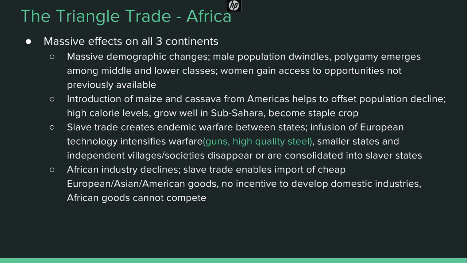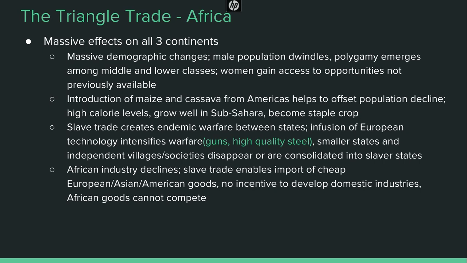Now, in Africa, there's also a mixed bag of results. They are overwhelmingly negative, but there are some positives. There's massive demographic changes. The male population of West Africa dwindles, which has some unintended side effects. Polygamy begins to emerge among middle and lower classes, meaning that men are marrying multiple wives. Also, women begin to gain access to opportunities that were not previously available, both in business and in the political structure.